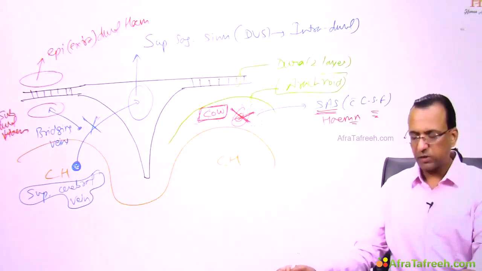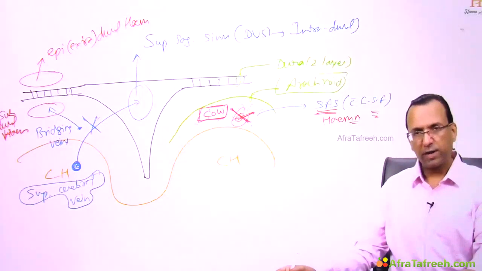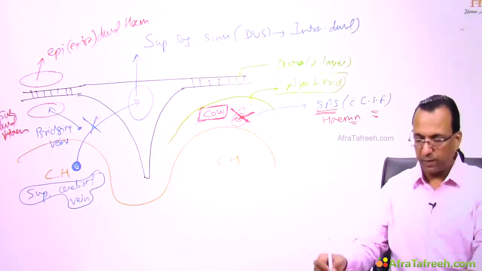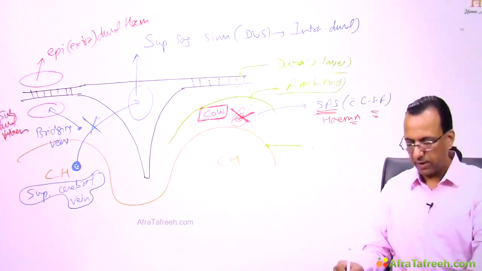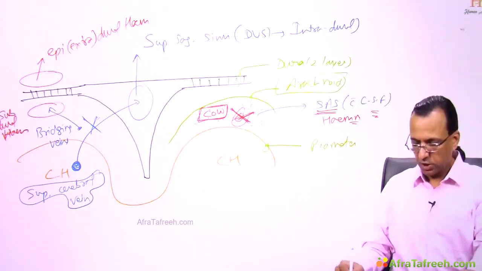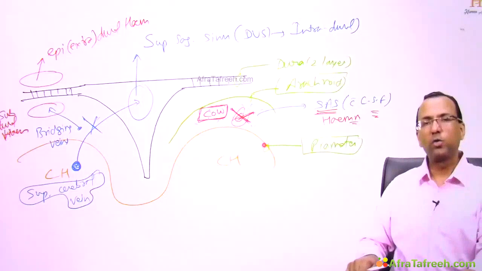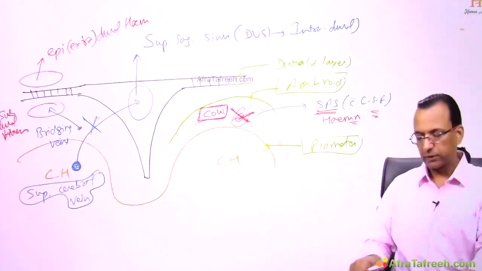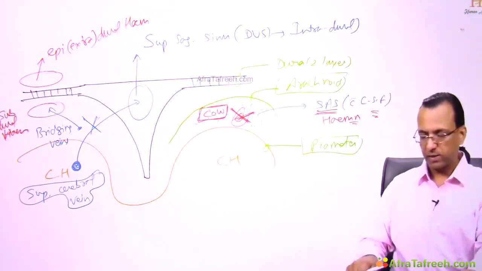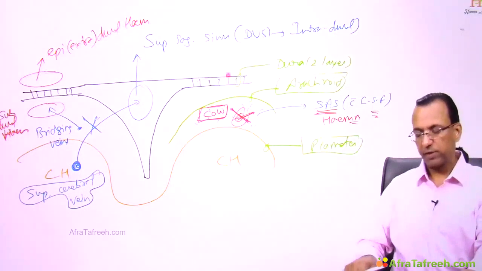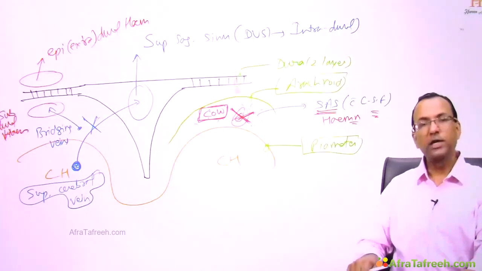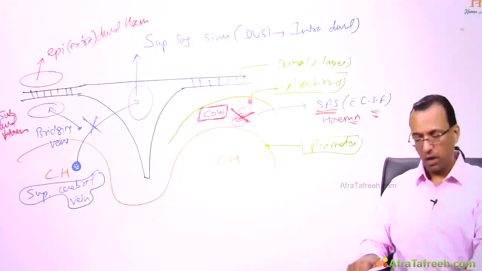Okay, then what is deep to the subarachnoid space? That is the brain. No, what is the brain covered by? Pia mater. Remember, what is the cerebrum covered by? Pia mater. What is over the pia mater? Subarachnoid space filled with CSF. What is over that? Arachnoid mater. What is over that? Dura mater. The most outer membrane? Dura mater. Deeper to that? Subdural space. Deeper to that? Arachnoid mater. Deeper to that? Subarachnoid space. Deeper to that? The pia mater. Deeper to that? The cerebrum.